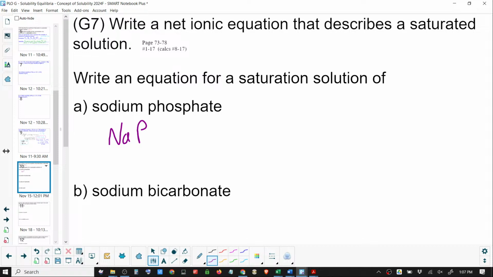NaP4. Don't guess. Pull it out. No. P, four, Na. Is there oxygen in it? Yeah? Oh, there is? Oh, then it's Na2PO. Again, I want everybody's notes out.